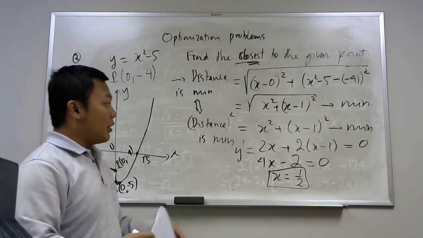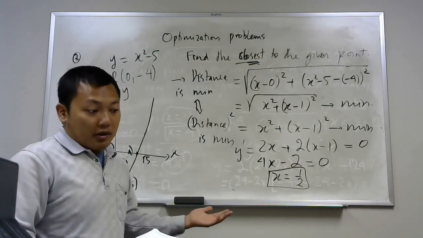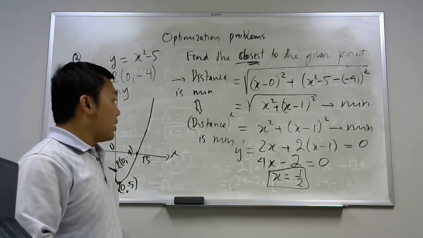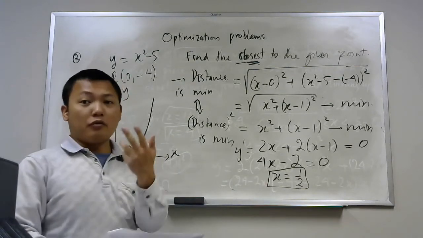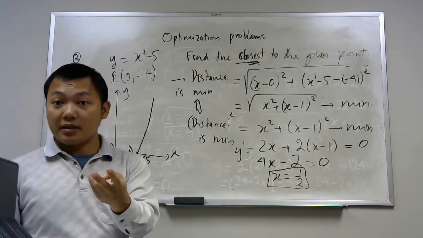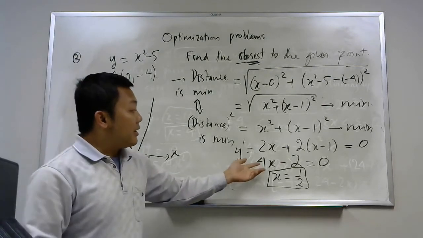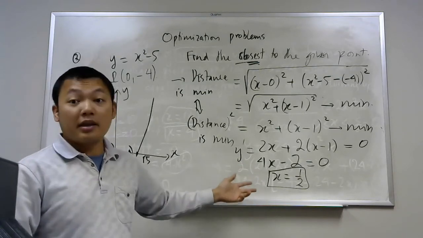But right now we don't know, right? Because this is just a critical point. We don't know which is minimum, which is maximum. So we have two ways, in this case, two tests, because we have the first derivative test and the second derivative test. This function is very easy. We can use the second derivative test.